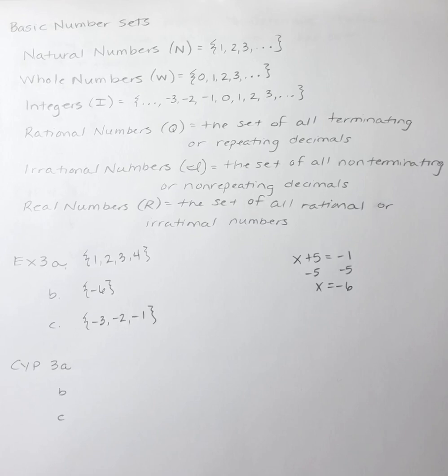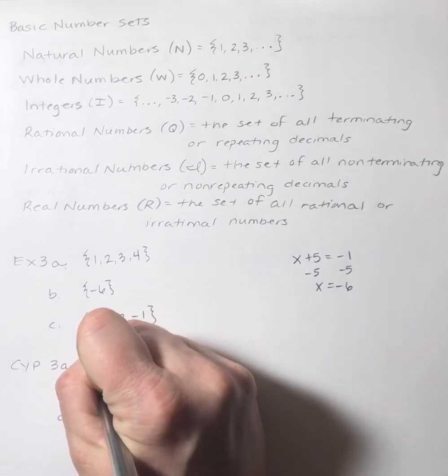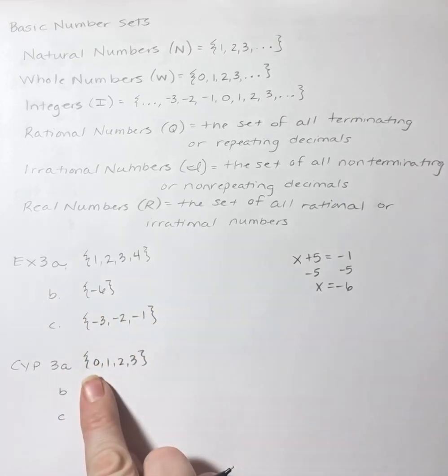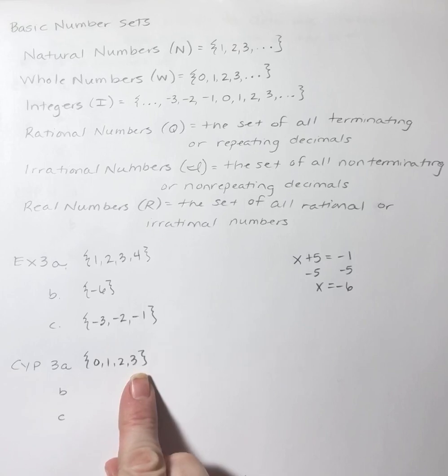Check your progress. Use the roster method to write each of the given sets. So for A, the set of whole numbers less than 4. So again, less than 4, we don't include 4. And whole number starts at 0, so 0, 1, 2, 3.